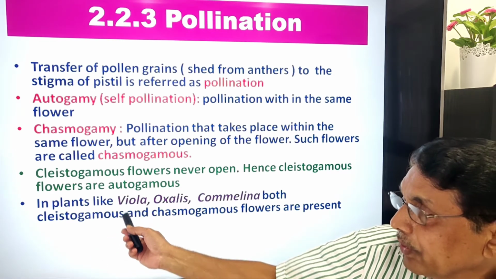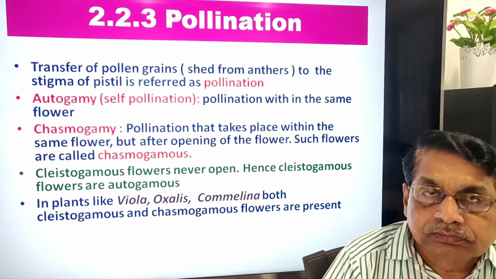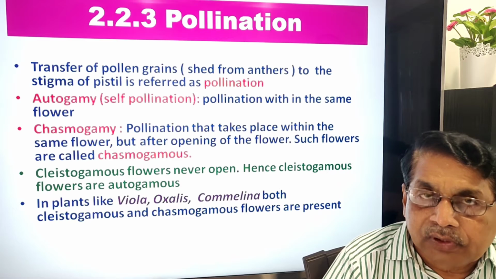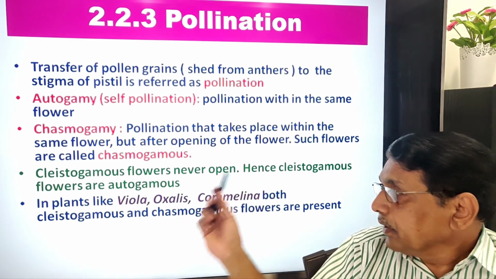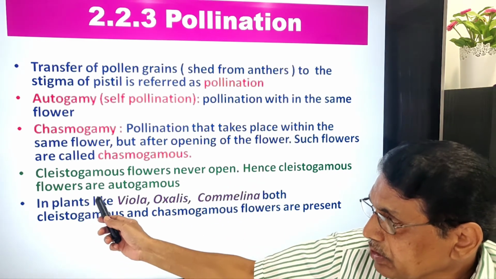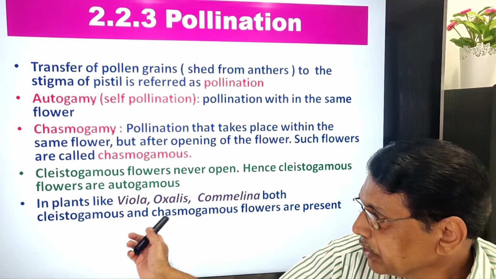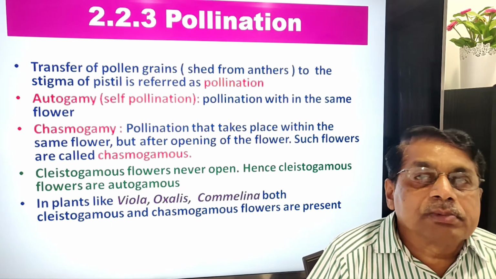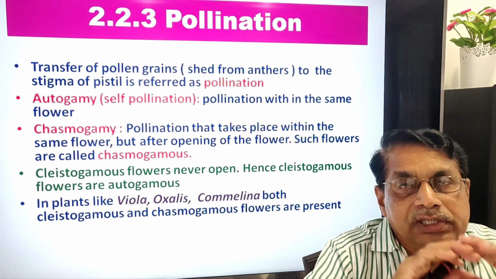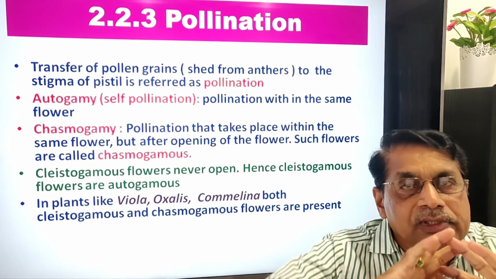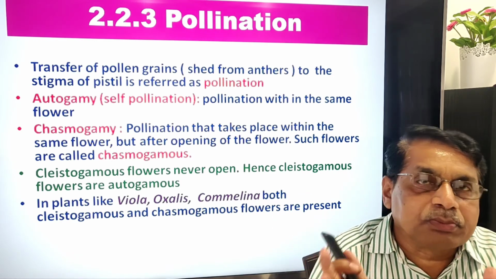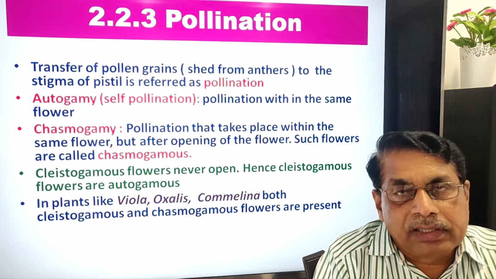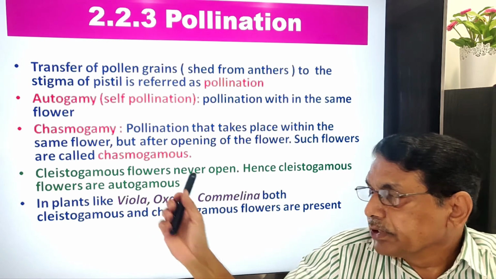Plants like viola, oxalis, commelina produce both cleistogamous and chasmogamous flowers. The flowers that never open are cleistogamous; the flowers that open are chasmogamous. Both types of flowers are produced on the same plant in these plants.